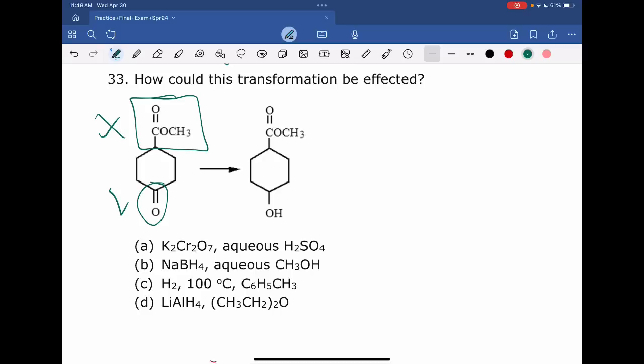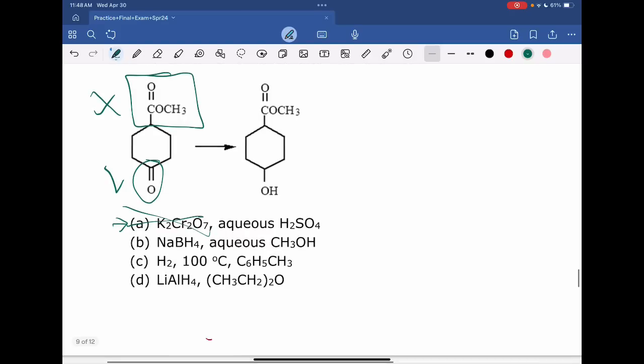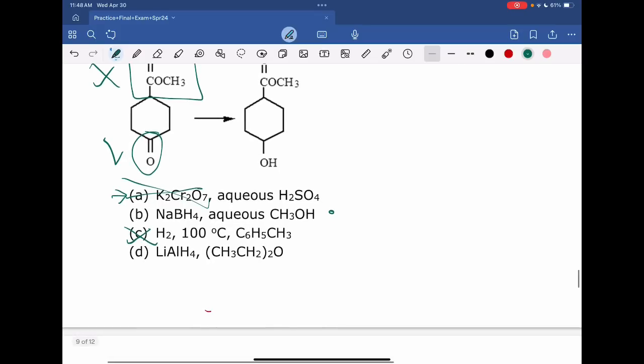So this is oxidizing, so it's out. We're not oxidizing, we're reducing. NaBH4 makes sense. It could be this. H2, 100. No, this doesn't make sense. Lithium aluminum hydride. Yes, it's either B or D.